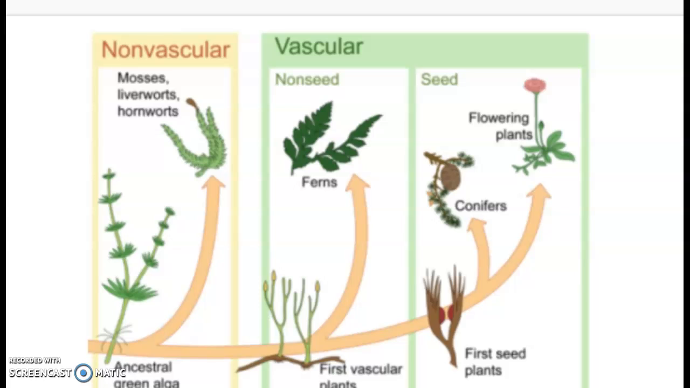Okay, and when we started this unit, we looked at this picture and we talked about how green algae was the ancestor of all plants, being a protist. And we saw that plants become non-vascular, vascular non-seed, vascular seed, and vascular flowering. So now we're going to look at each of these individually.